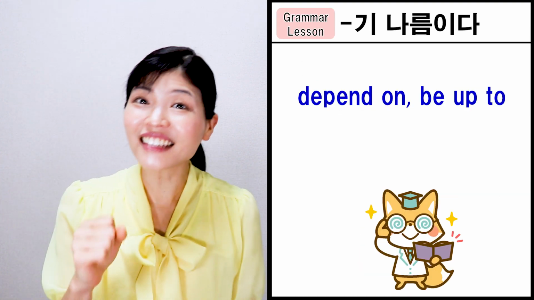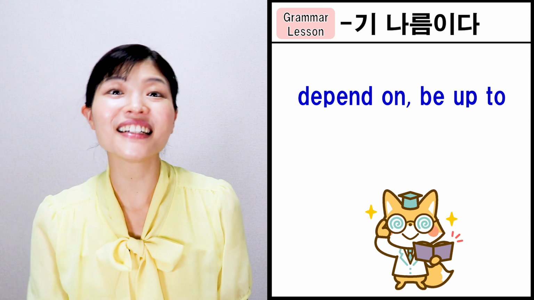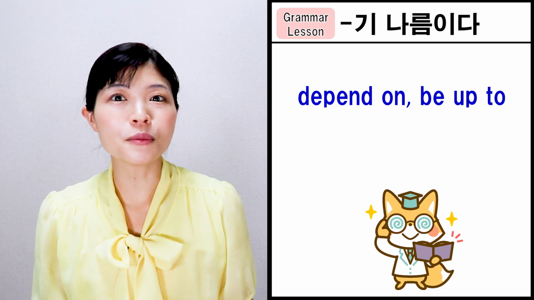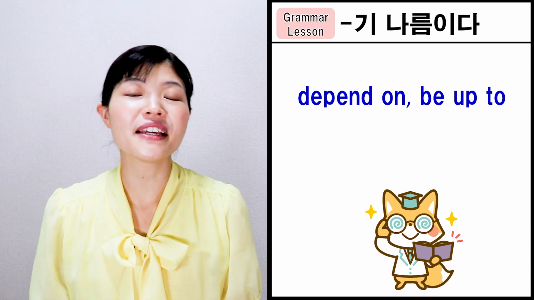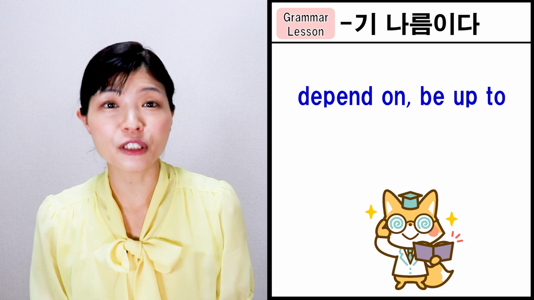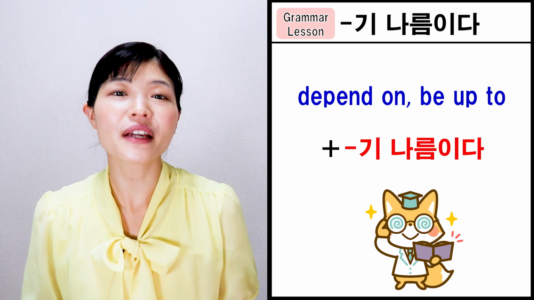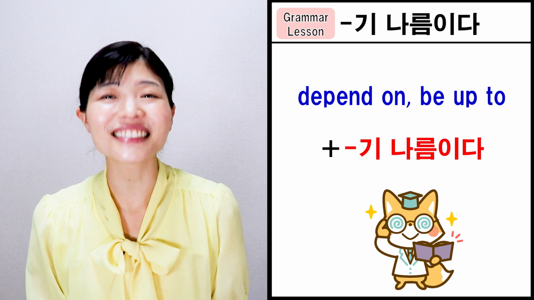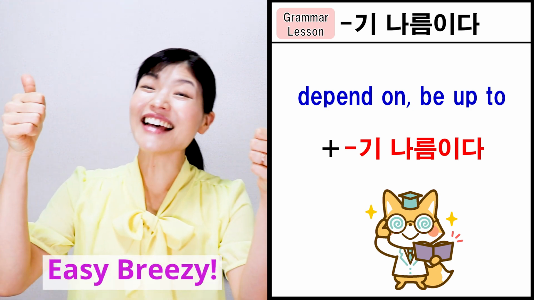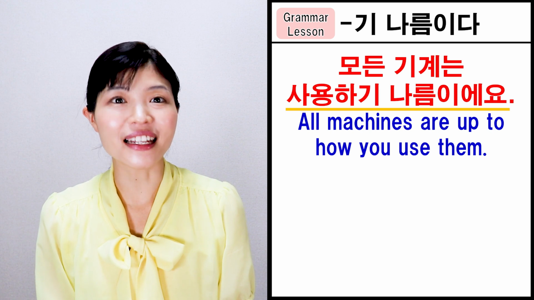Alright, it's the last grammar. Let's do our best till the end. 기 나름이다 follows verbs and means depend on, be up to. About the usage, you attach 기 나름이다 regardless of a final consonant. Easy breezy! Yes! Then let's read the sample sentence.